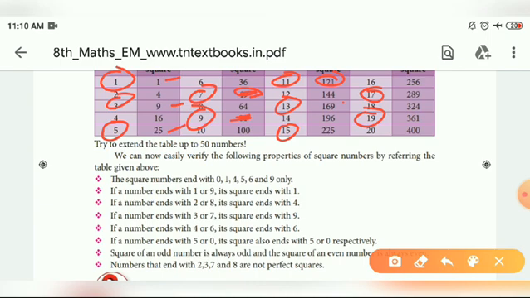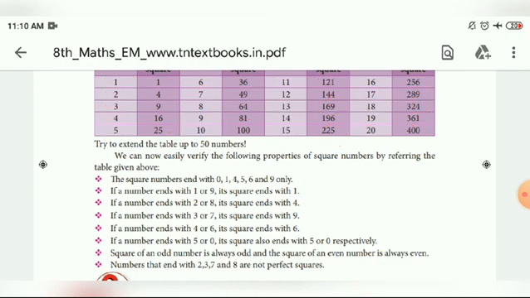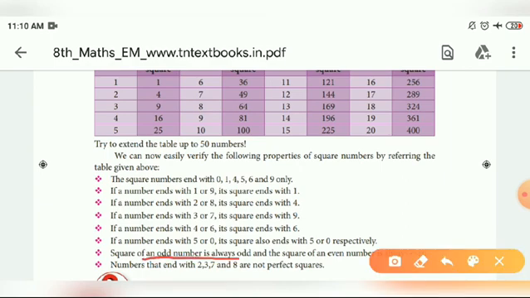13 is an odd number. 13 13s are 169, 169 is also odd. 15 is an odd number. 15 15s are 225, also an odd number. 17 is an odd number. 17 square is 289, 289 is also odd. 19 is an odd number. 19 square is 361, also an odd number. So, do you understand the property? The square of an odd number is always odd.